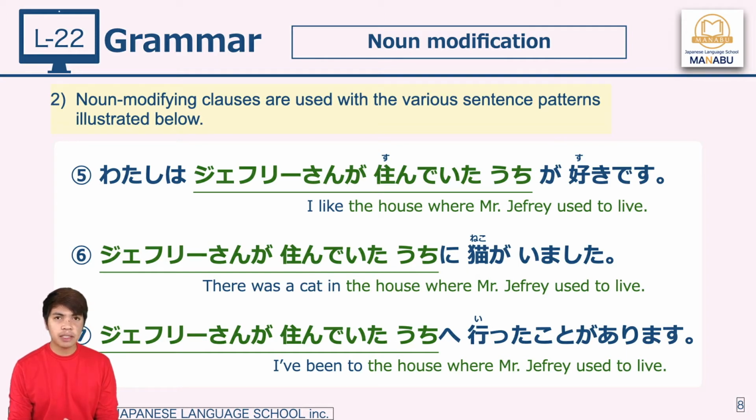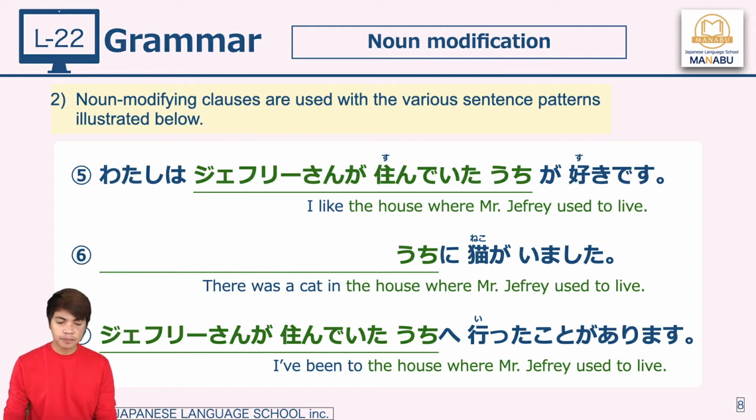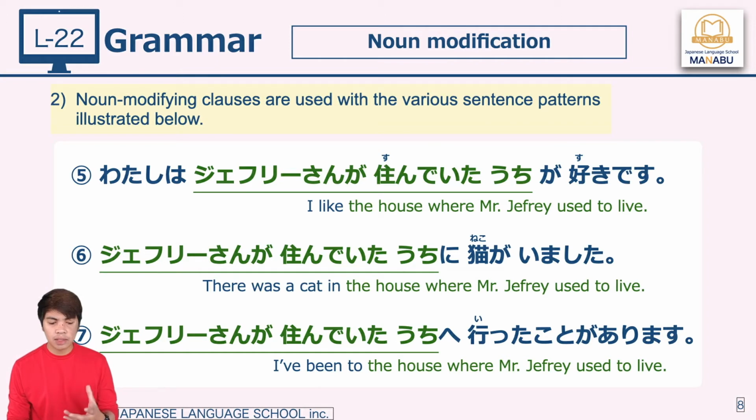So this is the pattern that we've learned in our previous lesson, the place ni person ga imasu. This example is using the word neko, a cat. So place ni animal ga imasu. Uchi ni neko ga imashita. There was a cat in the house. Which house? The house that Mr. Jeffrey used to live in. Jeffrey san ga sunde ita uchi ni neko ga imashita.